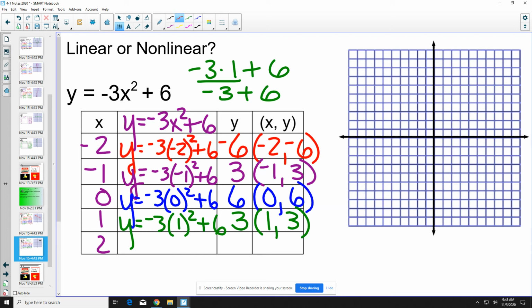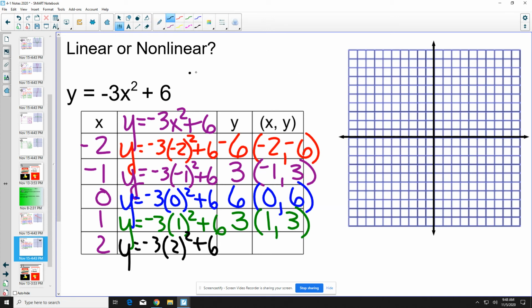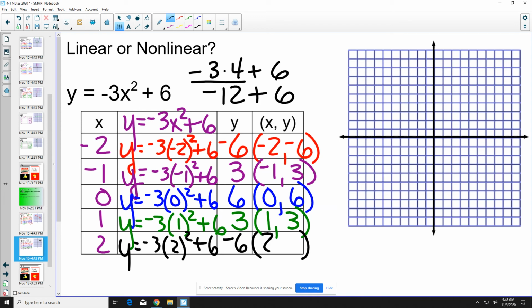Now I'm going to put 2 in for x. So I'm going to do y equals negative 3 times 2 squared plus 6. 2 squared. 2 times 2 is 4. So this is what I have. Negative 3 times 4 plus 6. Negative 3 times 4 is negative 12. Negative 12 plus 6. They're different, so subtract. The higher number is negative. That's going to be a negative 6. So this last one is 2, negative 6.